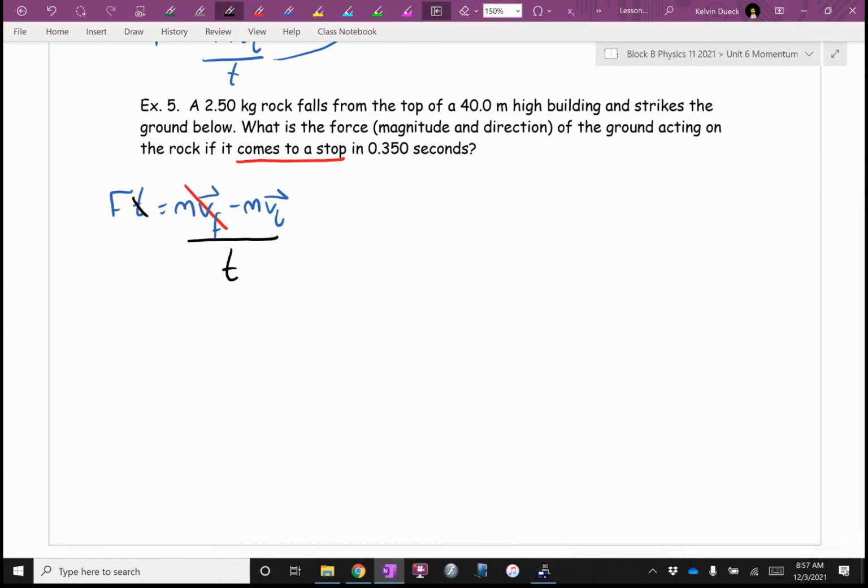In fact, we're going to get this. Force equals negative m v i over t. Do I know m? Yep. Do I know t? Do I know v i? What? mg?